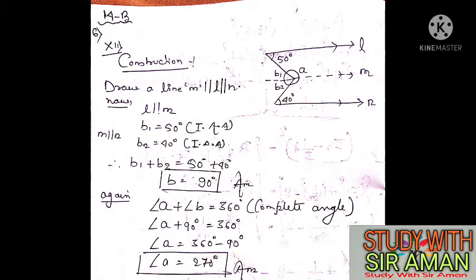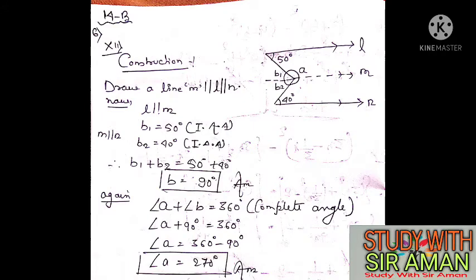Question number 12. Same pattern, same figure is there. Okay, two transversal and one pair of parallel lines. 50 degree, 40 degree, A and B. What do you need in this? You need measurement of angle A and measurement of angle B. Is there any relation between 50 degree and A? No, there is no direct any relation between 50 degree and A or 50 degree and B.